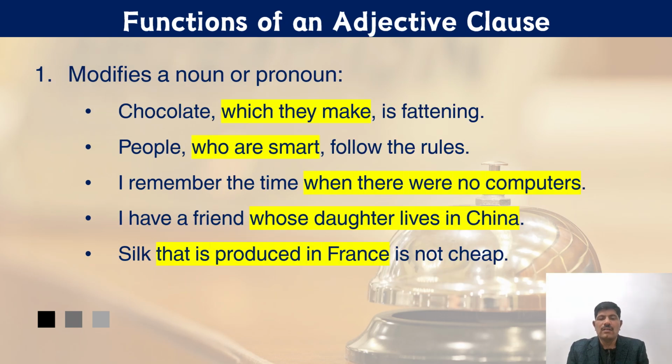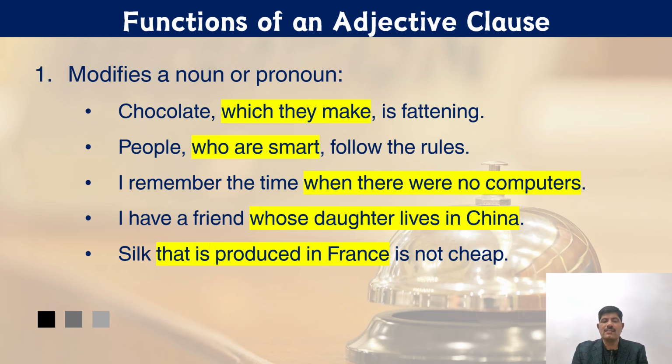So when we talk about the adjective clause, it has a single function only. Wherever it is, it only modifies the noun or pronoun in the sentence. For example, chocolate which they make is fattening. People who are smart follow the rules. I remember the time when there were no computers. I have a friend whose daughter lives in China. Silk that is produced in France is not cheap.